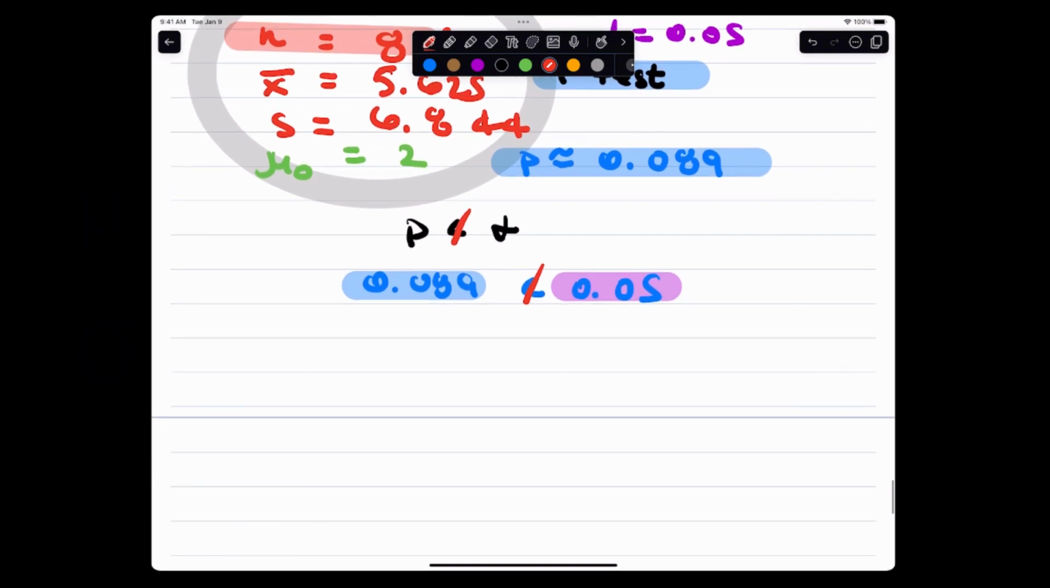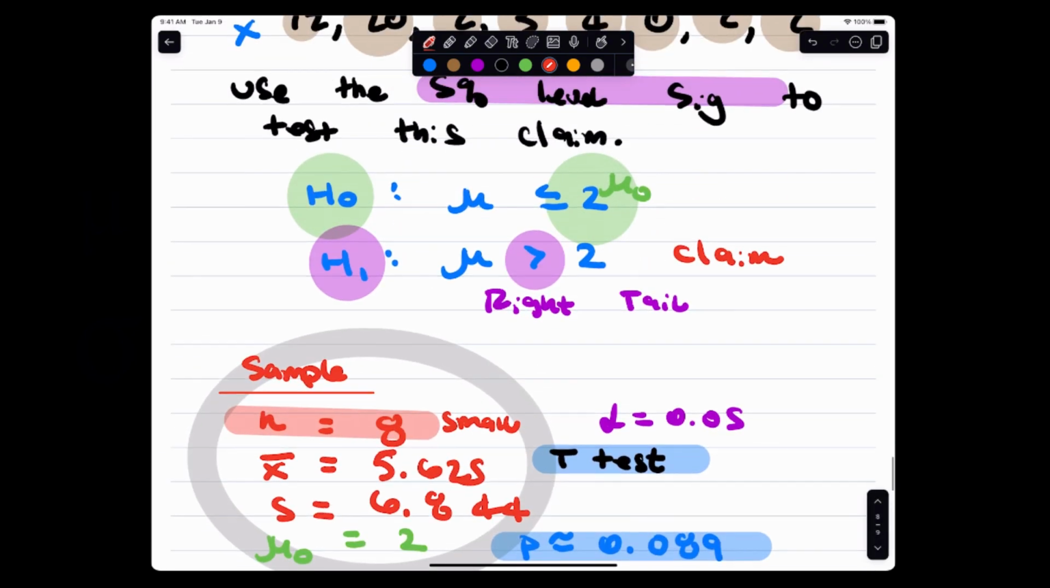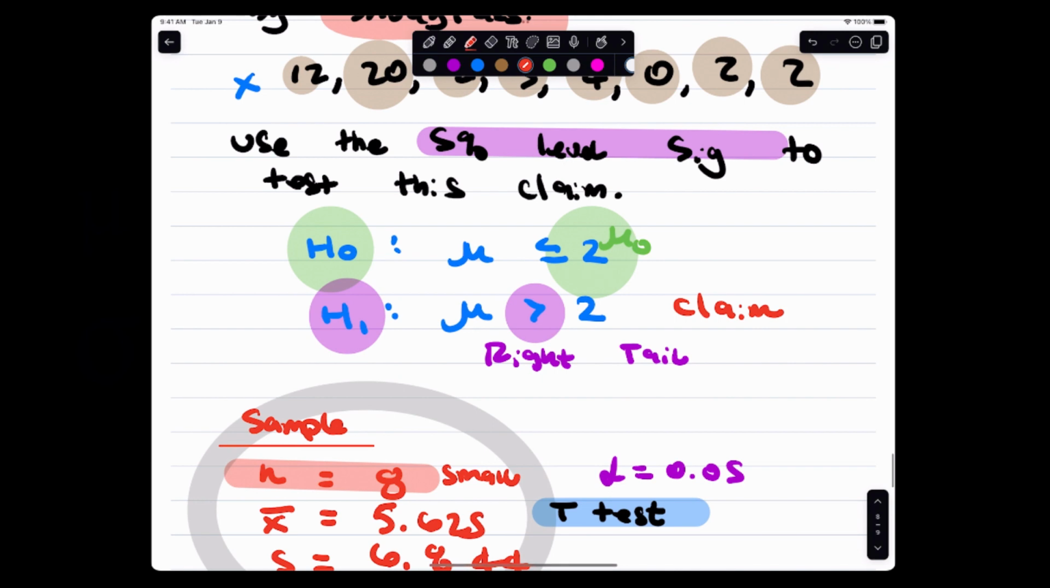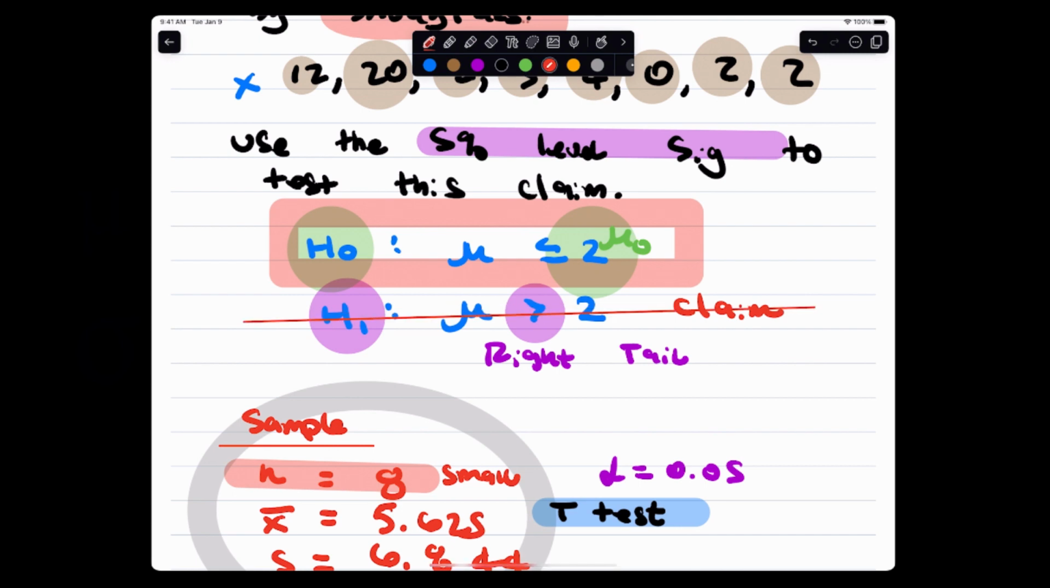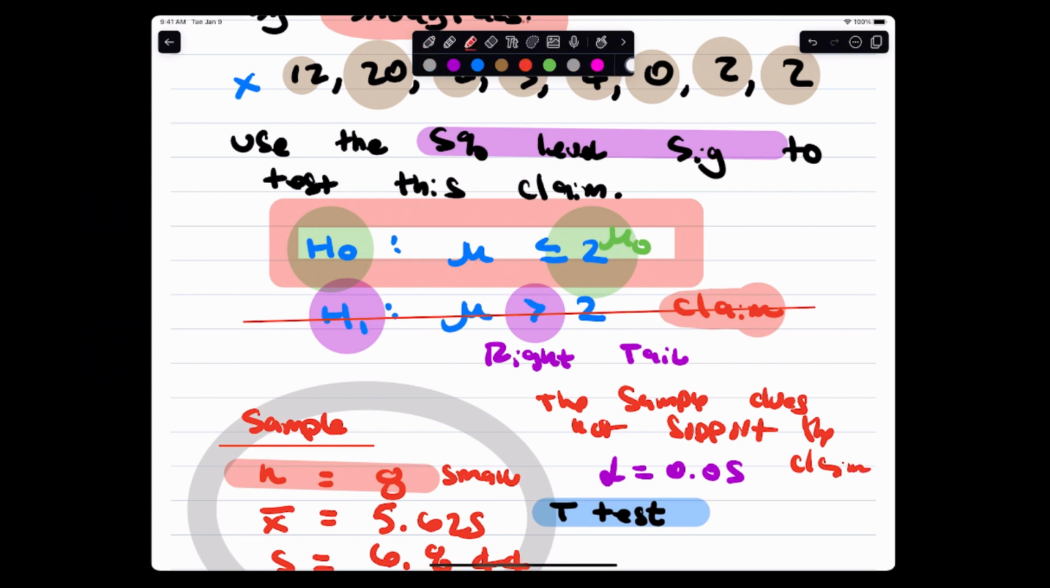So in other words, the p-value is not smaller than the level of significance. What does that mean? You keep the what? The null. 8.9% is not smaller than 5. So we're keeping the null. And you might say, hey, Mr. Judge, this is a bit odd. And I'll tell you, yeah, you're keeping the null. And you're getting rid of the what? The alternate. Sample does not support the claim.